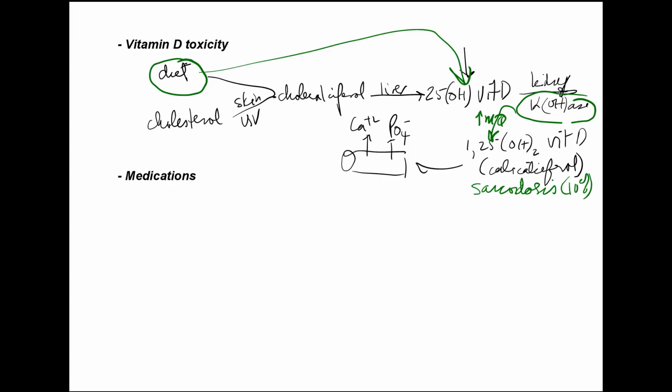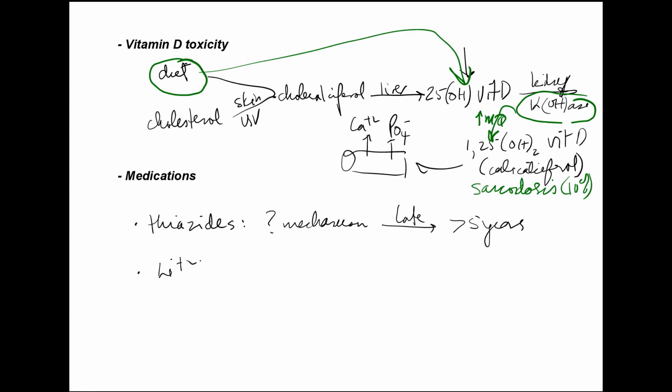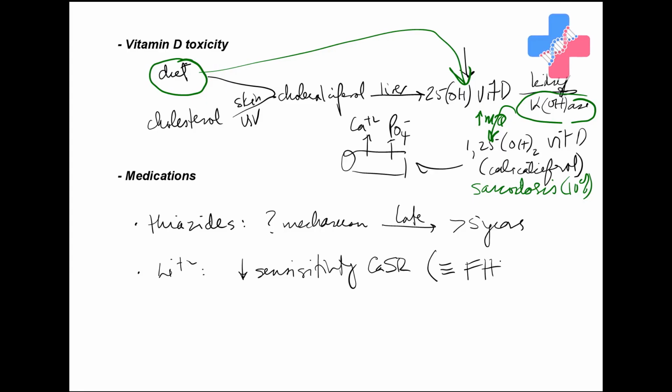Medications can cause hypercalcemia, and the two most important are thiazides, which act through an unknown mechanism. The hypercalcemia typically occurs late in patients that have been on the medication for more than 5 years. The second commonest medication is lithium. It acts by decreasing the sensitivity of the calcium sensing receptor so that it requires a higher level of calcium to trigger a PTH response. This decreased sensitivity of this receptor is very similar to the change in the receptor seen in familial hypocalciuric hypercalcemia.